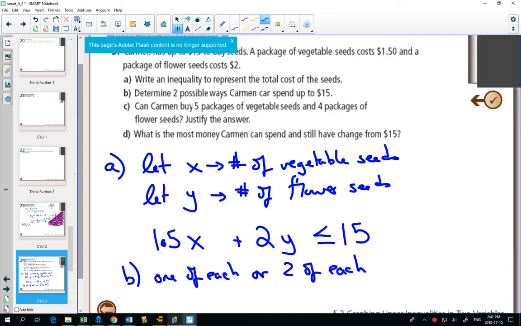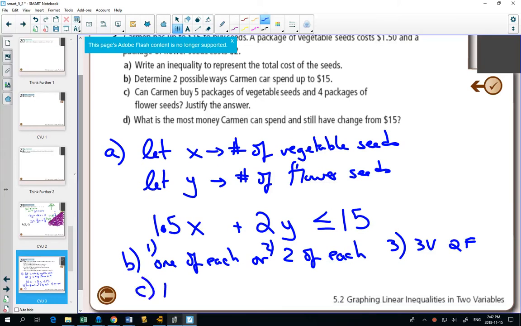So we have 1 of each, 2 of each, 3 vegetables and 2 flowers. That would still be under $15. Can Carmen buy 5 vegetables and 4 flower seeds? No. Why? Costs too much. It would cost too much if she bought that many.